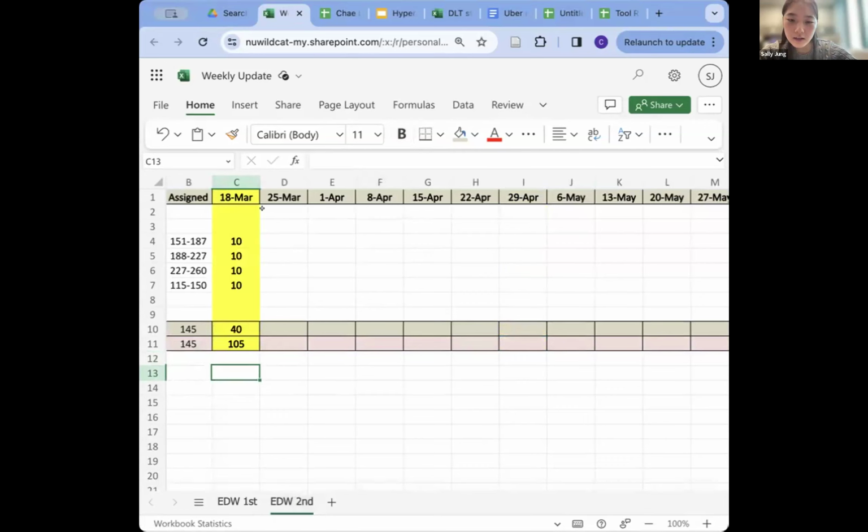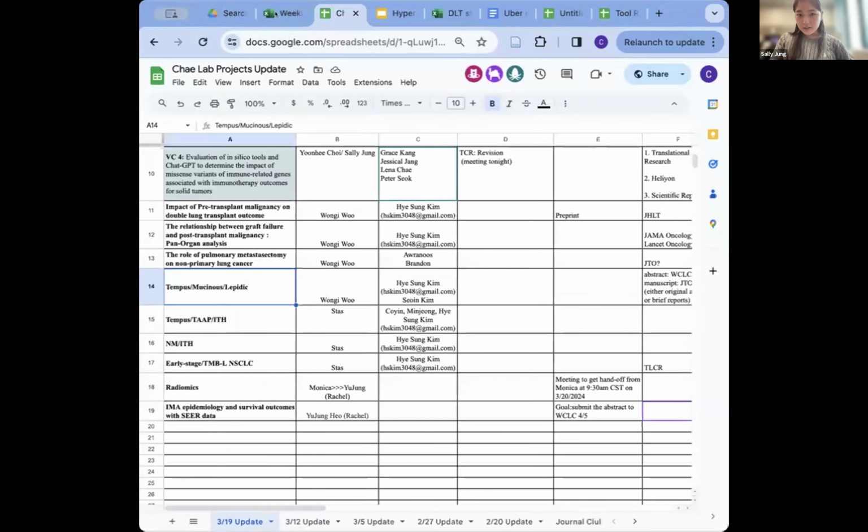And then second screening, we started off with 145, and we're going to get more patients from the first screening. But as of now, we're going to start with 145 patients, and this week 40 patients were screened, so now we have around 100 left. So those are the updates for EDW. Any questions?